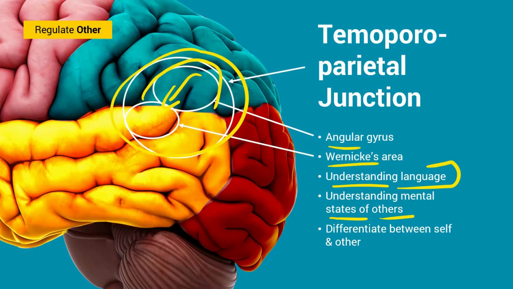So we can see quite a few different types of functions that these areas perform. They're very multifaceted in terms of their functioning. This area also helps to differentiate between self and others. That, of course, makes sense because we're talking here about regulating others. So this is where we can see this comes in a bit more specifically.